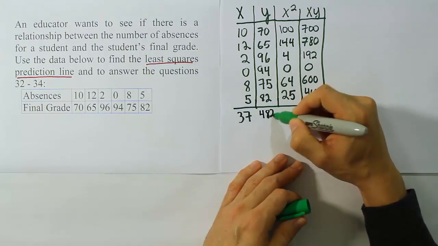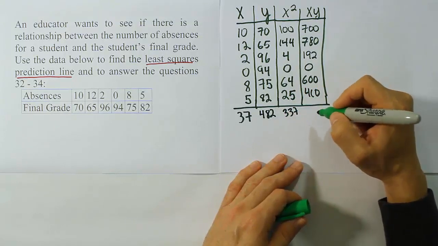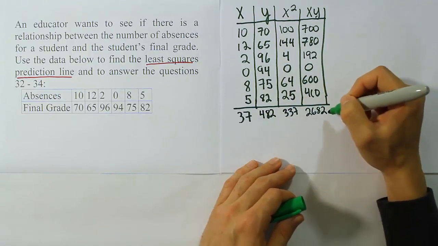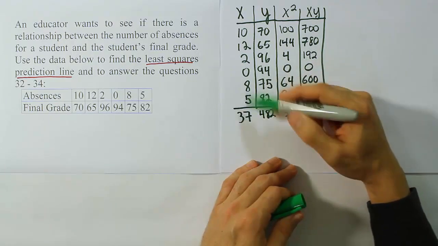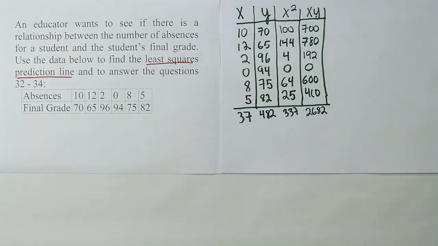That's 482, 337, 2,682. So those are the values here, those totals of each of these columns. It just takes a little bit to add them up, but basically in a calculator, if you add them up, you shouldn't make a mistake, and that should be the totals you should get.